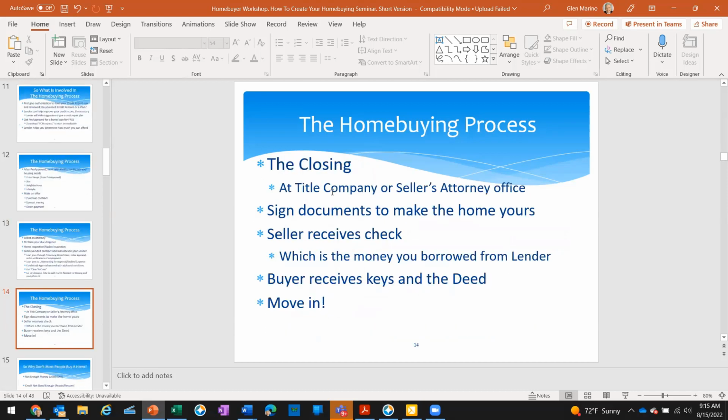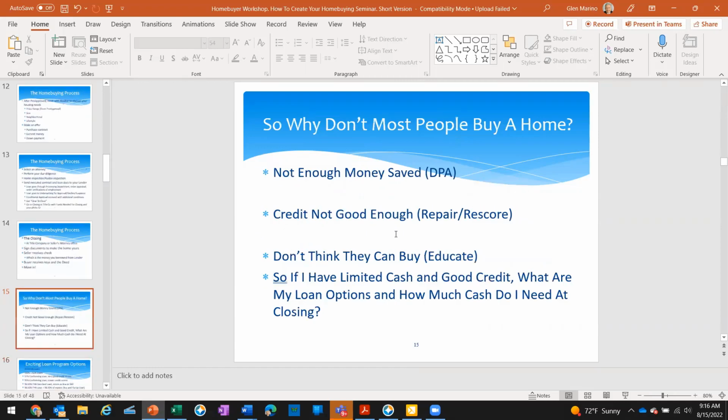At the closing, you'll be at a title company or at the seller's attorney's office. You'll sign documents to make the home yours. The seller gets a check, which is usually the money that you borrowed from the lender. And the buyer, you receive the keys and the deed to your property. Move in. So why don't most people buy a home?